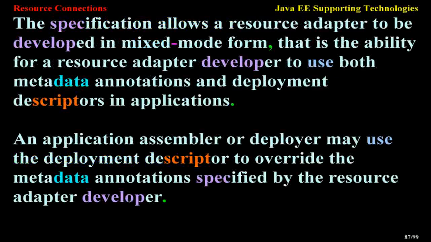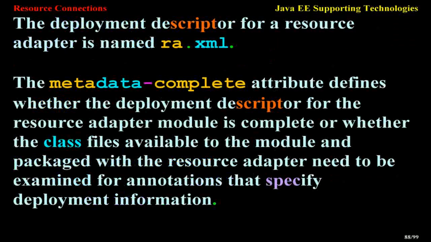The specification allows a resource adapter to be developed in mixed mode form, that is, the ability for a resource adapter developer to use both metadata annotations and deployment descriptors in applications. An application assembler or deployer may use the deployment descriptor to override the metadata annotation specified by the resource adapter developer. The deployment descriptor for a resource adapter is named ra.xml.